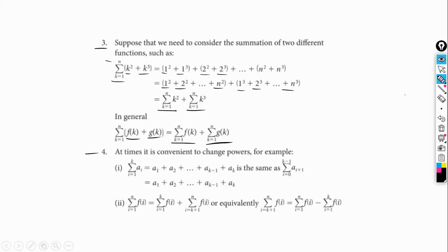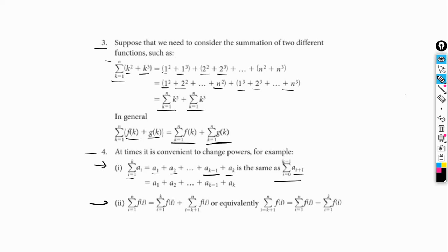For number 4, it says at times it is convenient to change powers. For example, notice here number 1, the sum from 1 to k of a sub i. So that would be a sub 1 plus a sub 2 all the way to a sub k minus 1 plus a sub k. And this would be the same. It's the same as saying the sum from i equals 0 to k minus 1 of a sub i plus 1. It would be exactly the same thing.